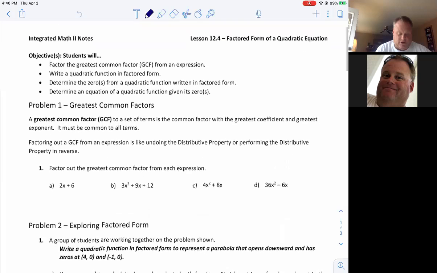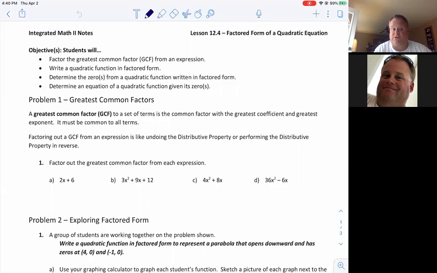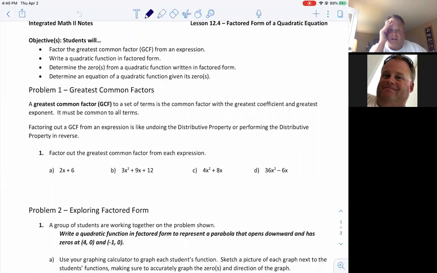It says we want to start with greatest common factors. Now remember, the greatest common factor of a set of terms is the common factor with the greatest coefficient and greatest exponent. It must be common to all terms, okay? So basically, you're trying to find a number that goes into everything or a variable that goes into everything, right? So factoring out a GCF from an expression is like undoing the distributive property, or performing the distributive property in reverse. Now, we're going to do some factoring here towards the end of the year. Well, here shortly anyway. And this is stuff that you should know how to do already.